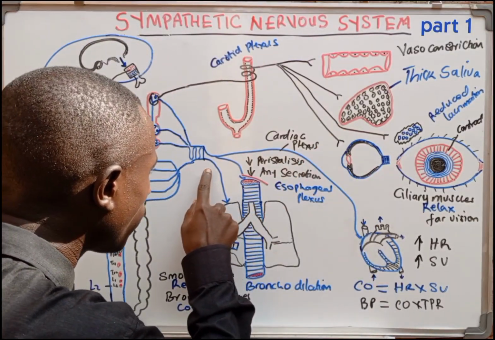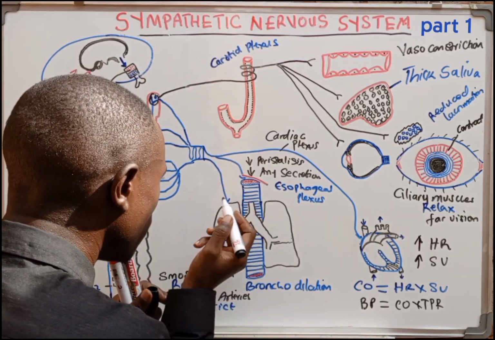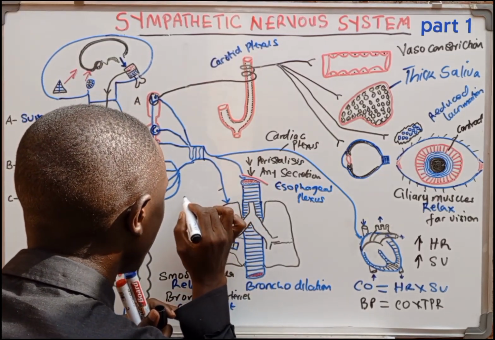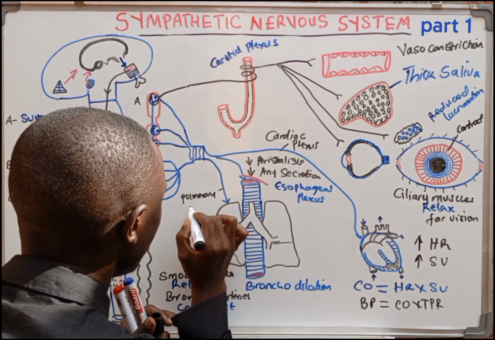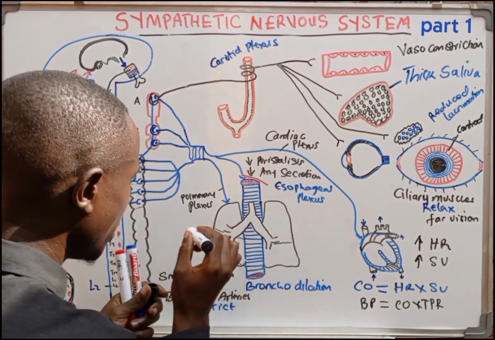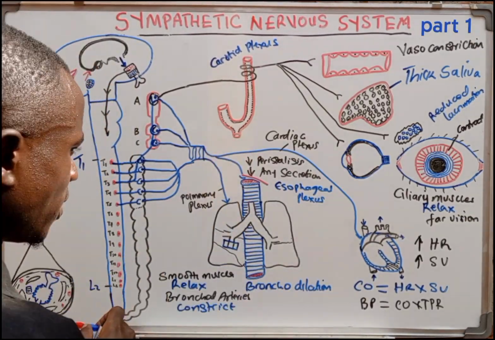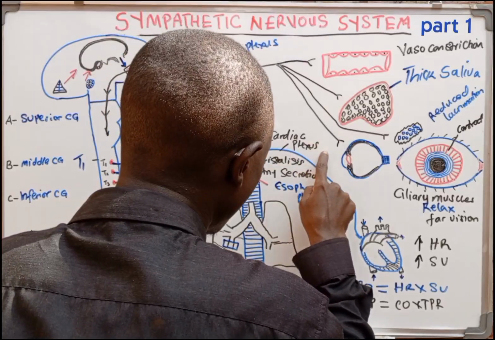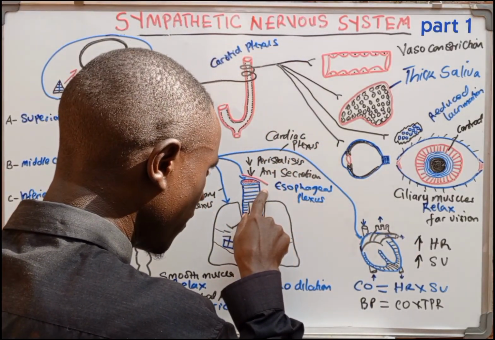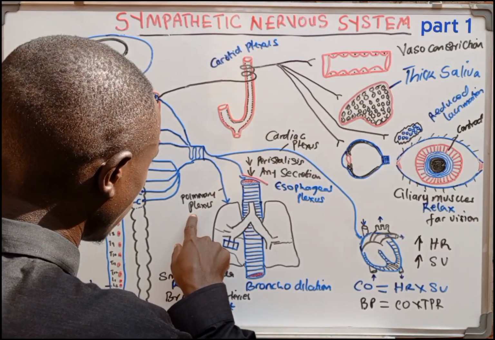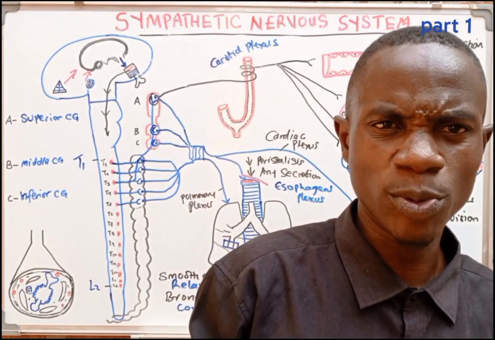So now, how do we call this supply to the respiratory system? This plexus is called the pulmonary plexus. So you're going to have three plexuses coming off from this area. You're going to have the cardiac plexus going to the heart, the esophageal plexus going to innervate the esophagus, and then the pulmonary plexus going to innervate different structures in the respiratory system.